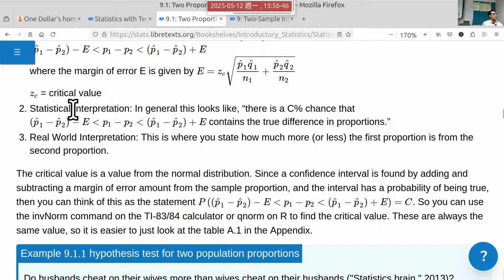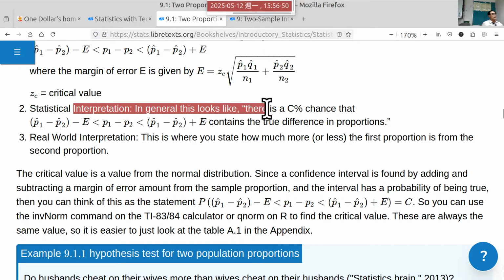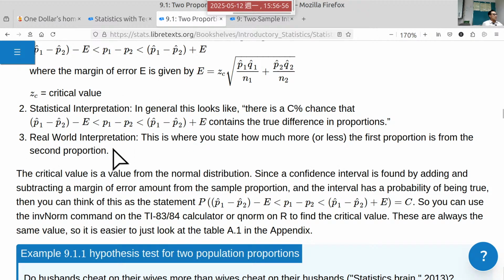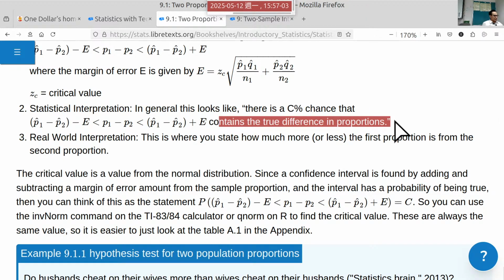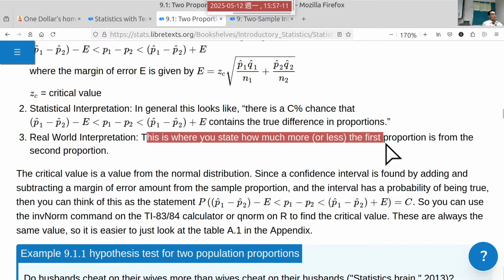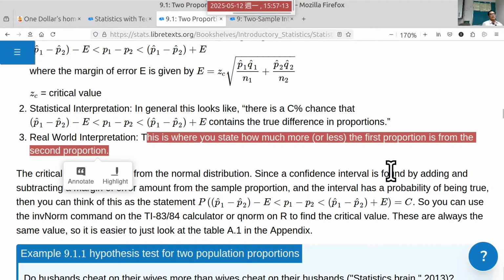And statistical interpretation: in general, it looks like there is a C% chance that this interval contains the true difference in populations. 3. Real-world interpretation. This is where you state how much more or less the first proportion is from the second proportion.